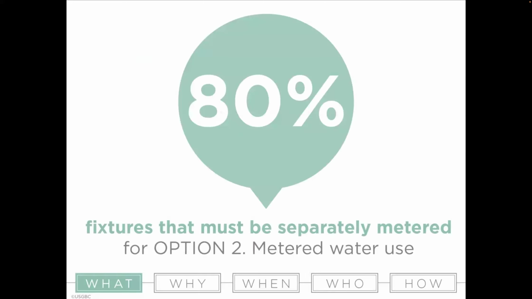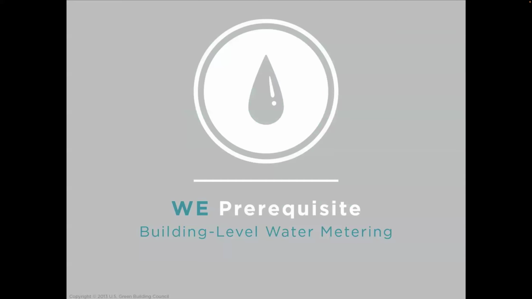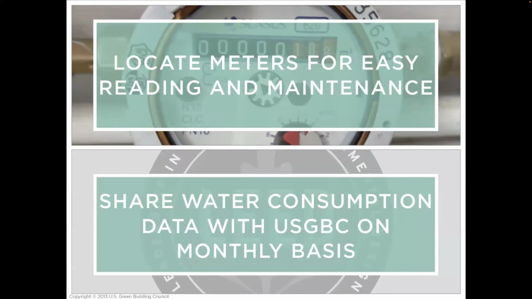All right. Okay. Option 2, metered water use. Fixtures must be separately metered. All right. 80%. And then building level water metering. Again, you have to have a meter for the building itself. It must be located easily for reading and maintenance. And usually buildings have this because this is the way your water department, or whoever bills you for water, finds out how much usage you have. All right, and then you need to share that consumption data with USGBC.